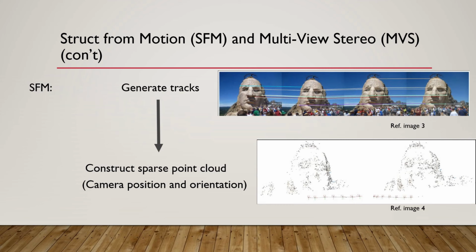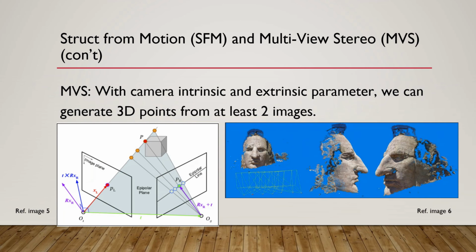Then it generates tracks, which means in which images a feature point exists. Finally, we can construct a sparse point cloud which includes camera position and orientation. MVS is to generate a dense point cloud and convert it into a mesh.